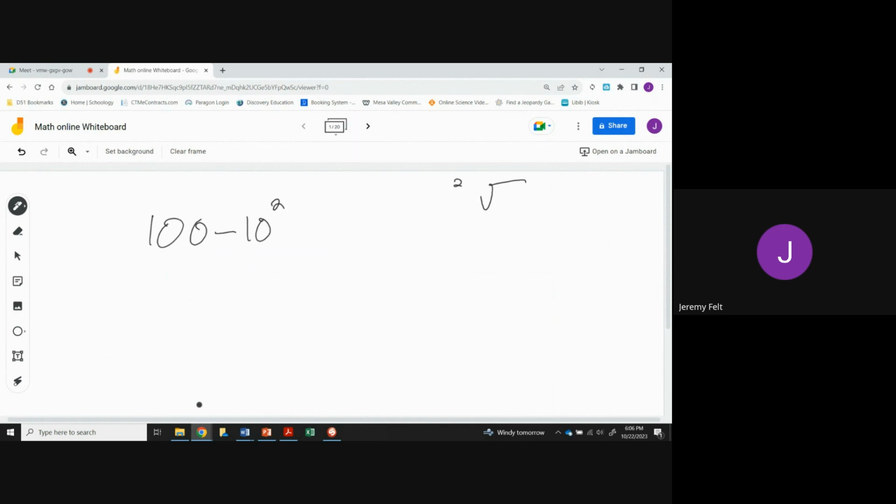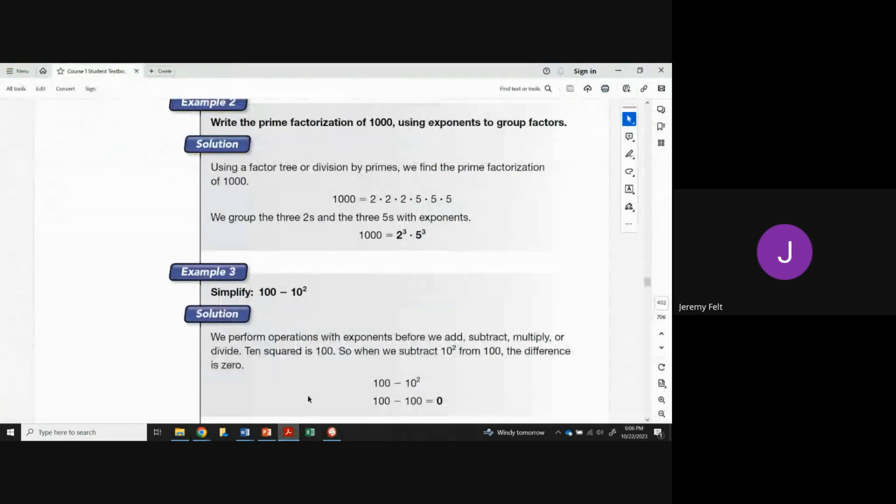So I do this square, or to the power of 2, before I do the subtraction. 10 squared, or 10 times 10, is 100. So I guess 100 minus 100 just equals 0. Put this portion into our calculator if you wanted to, and check it and solve.